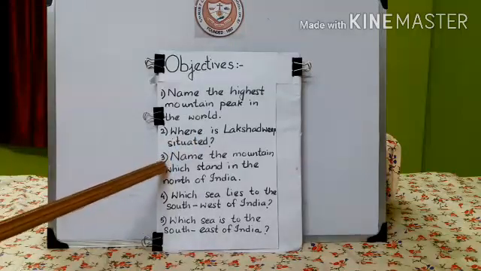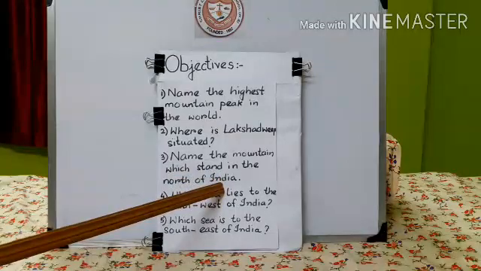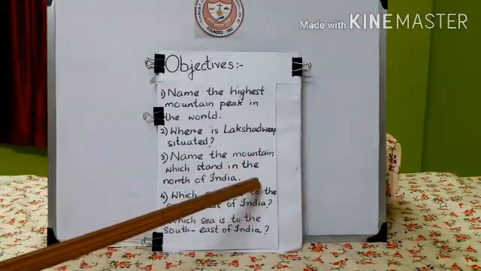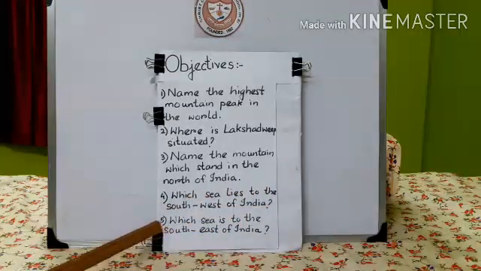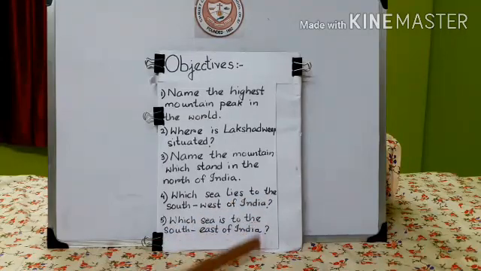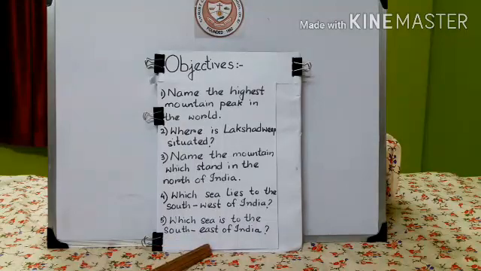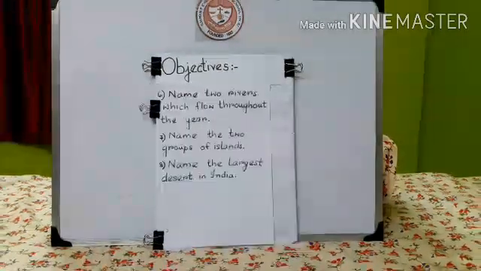Next. Number 3. Name the mountain which stands in the north of India. Question number 4. Which sea lies to the southwest of India? Question number 5. Which sea is to the southeast of India? One is southwest and one is southeast. Got it? Now we'll move to the next question.